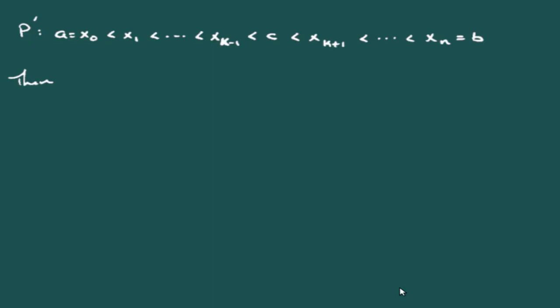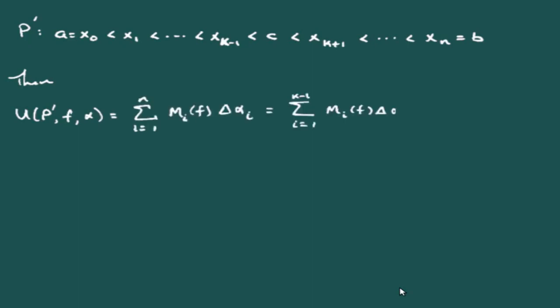If we write out the upper Stieltjes sum for P prime, then that's just going to be our sum over our capital M sub i's. Then we can break that sum up into the terms that go up to k minus 1. Then our kth term, we'll separate that one out. Our k plus first term, we'll separate that one out. And then all the terms from k plus 2 on up to n.